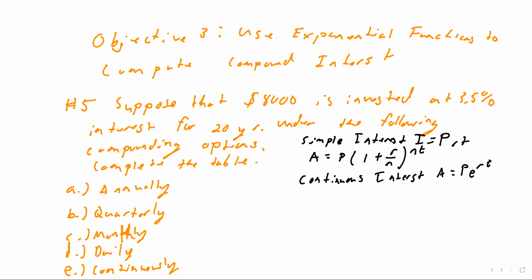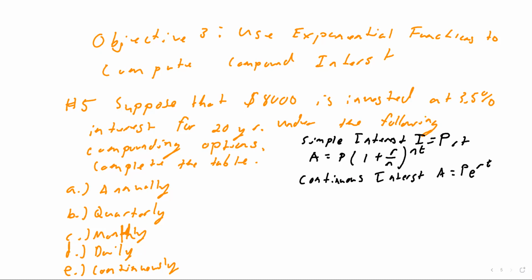So the middle equation we'll use if we have a certain situation where it tells us it's annually, semi, quarterly, monthly, daily, hourly, whatever the situation is. But if it is continuous, we will use e. So that would be A equals P times e to the rt.